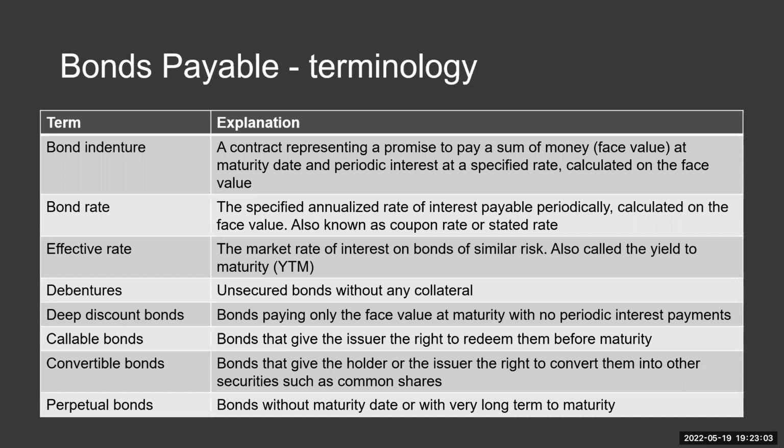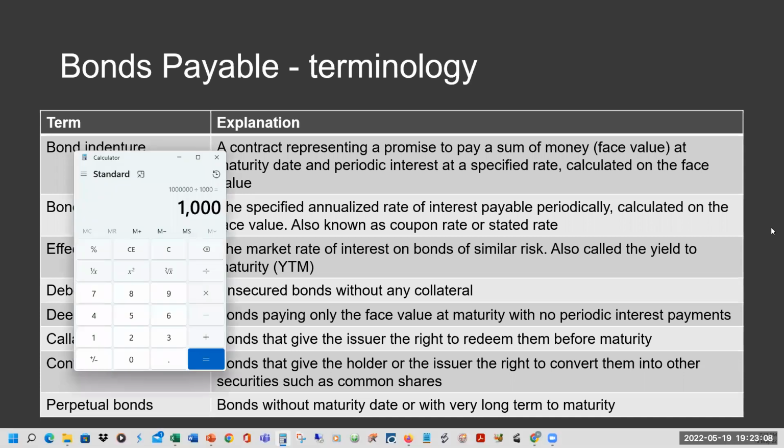Okay, let's try that, Maria. Let's try that one more time. So $1,000 bond, 5% coupon rate. So multiply by 5%. Works out to $50. So you were being a little too generous there, Maria. All right. Just be a little careful. So $50 on each of the bonds, right?